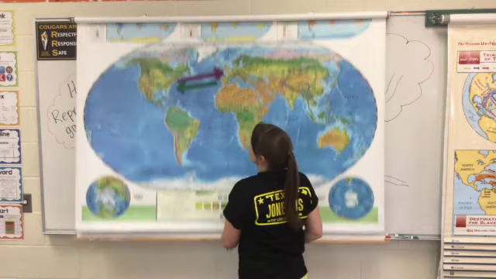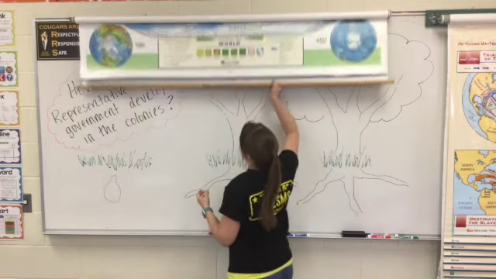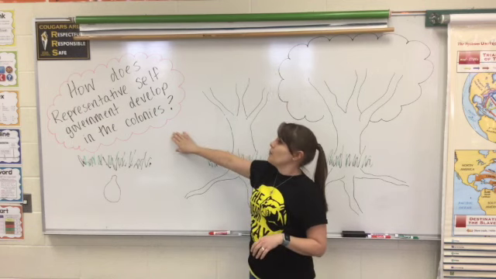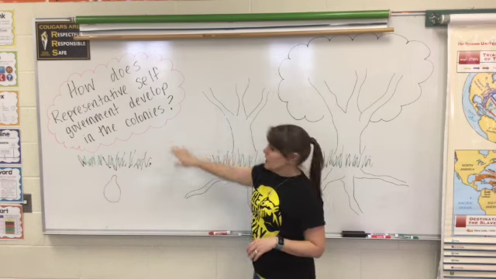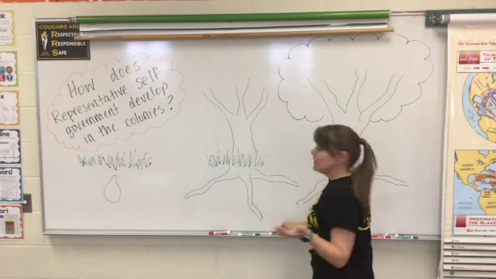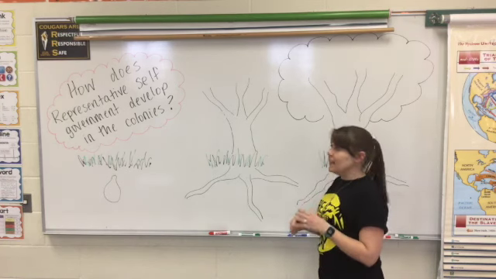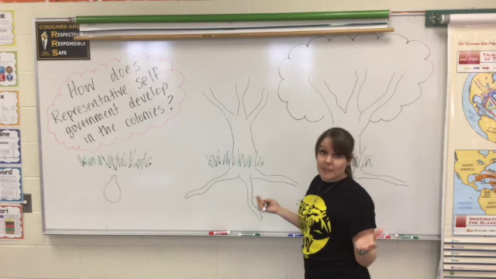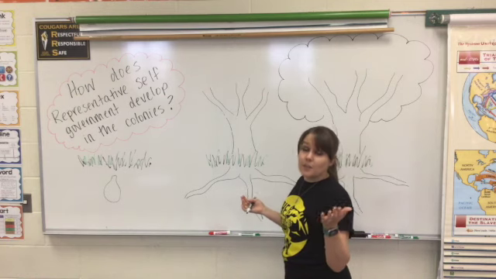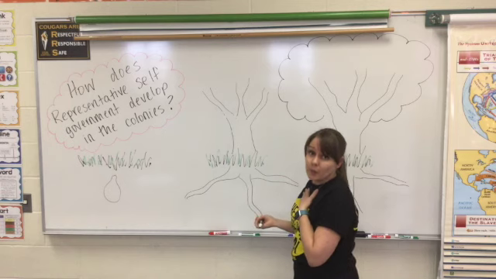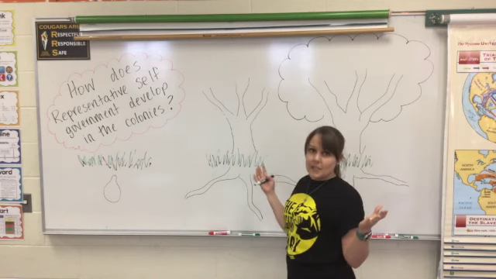So that distance becomes an important piece that helps us answer this question: how does representative self-government develop in the colonies? The representative self-government that developed in the colonies is actually the self-government we have today in the United States. We call it a democracy, where we govern ourselves through voting for representatives. So how did we get started?